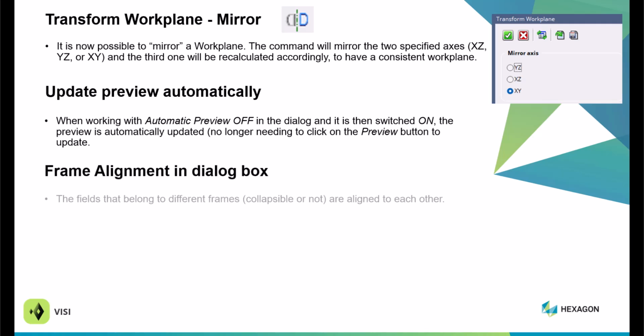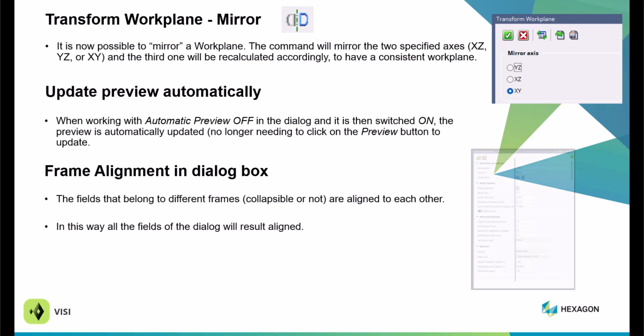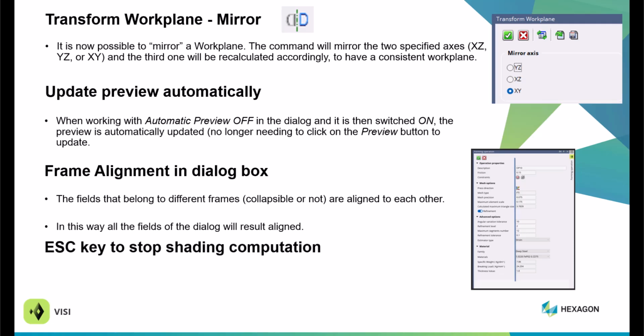Frame alignment and dialog boxes. The fields that belong to different frames, collapsible or not, are aligned to each other. In this way, the field results are aligned. So you can see how there's a little bit more consistency when it comes to the dialog boxes. All of the fields will be aligned.